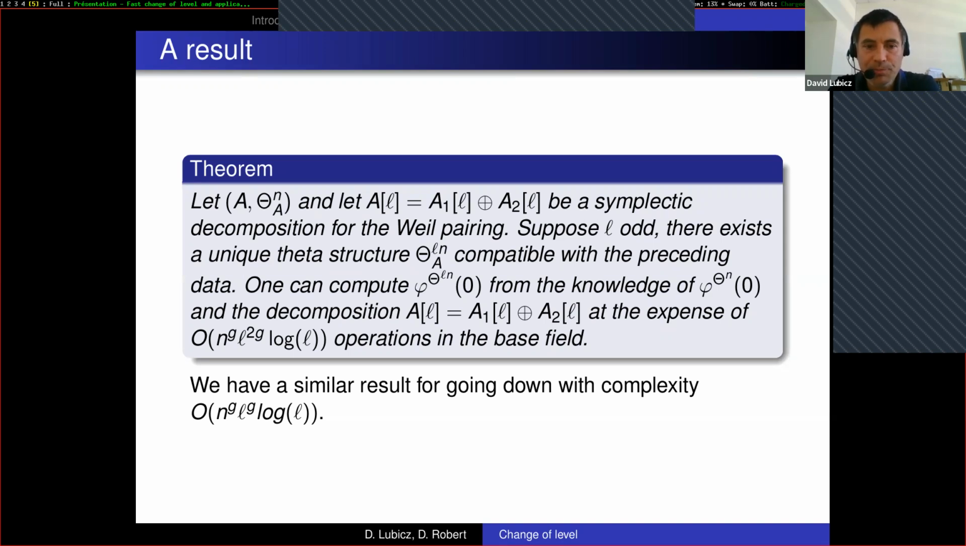the level n theta null point and the data of the L-torsion, which is given by its points in the projective space, because the level n theta null point gives us a projective embedding of the abelian variety, we can recover a level Ln theta null point at the expense of order n^g, L^{2g}, log of L operations in the base field. And we have a similar result for going down from level Ln to level n with complexity in the order of n^g, L^g, log of L.